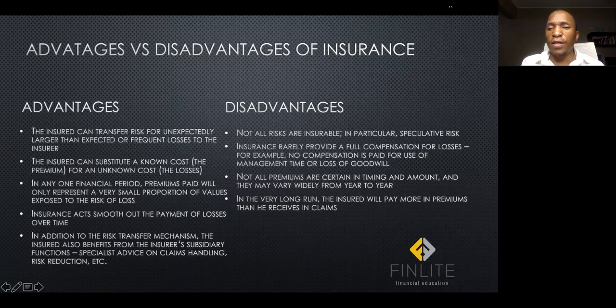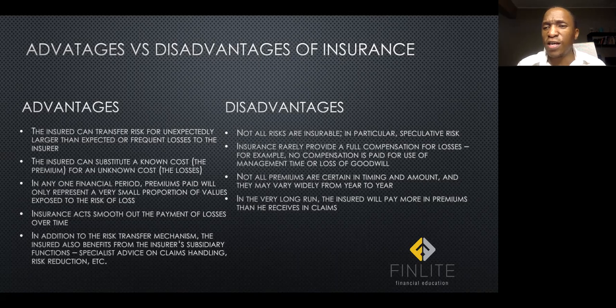So let's look at the different advantages versus the different disadvantages of insurance. Advantages are that the insured can transfer risk for unexpected, larger than expected or frequent losses to the insurer. The insured can substitute a known future cost for an unknown cost, the losses. So the known cost is that you're going to pay a set premium of so much for the rest of the year. So that is a known cost for an unknown cost.